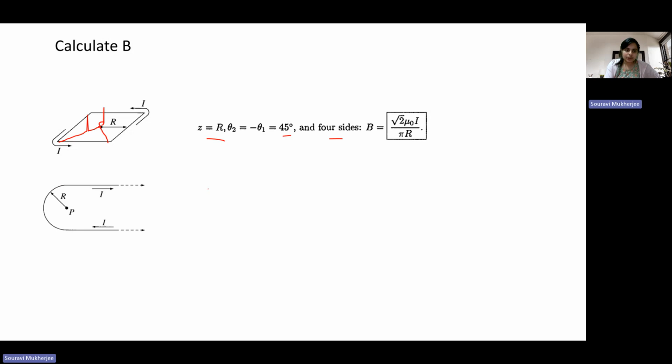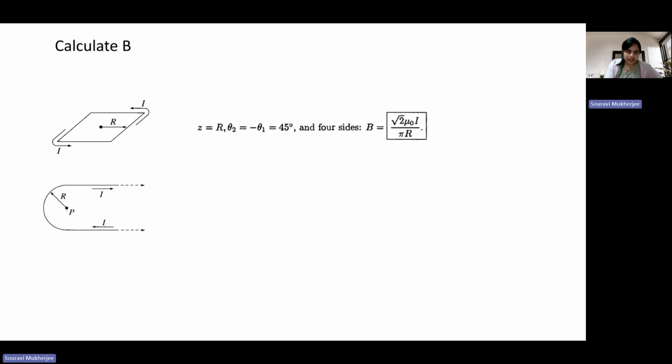Okay. You can also have questions like this, where you have two such semi-infinite wires, and then a circular region here. So what you can do is use the superposition principle. The field at point P will be a summation of the field due to this region, again the field due to this region, and the field due to the semicircular region. So you can individually find the field due to such a semi-infinite wire.